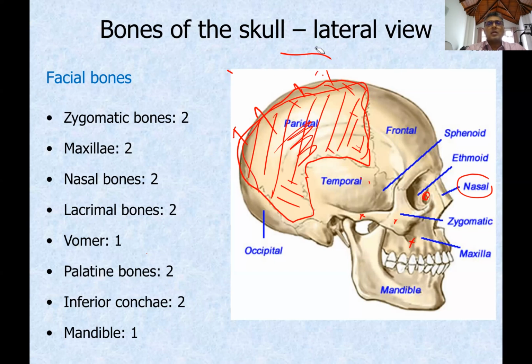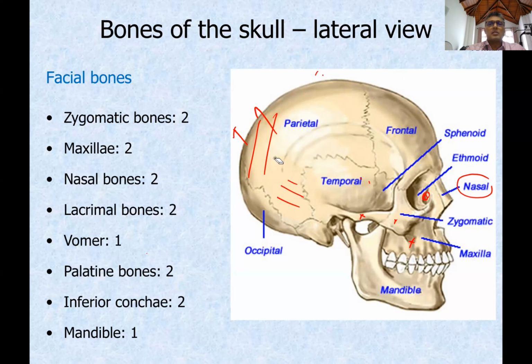Remember that point. Someone can ask you to explain the anatomical basis of this limitation. That is because the pericranium is attached to the suture lines. Okay, simple.